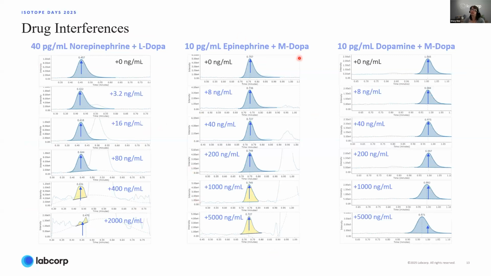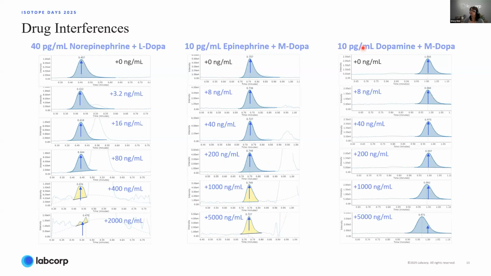In the middle, you see that M-DOPA contributes to epinephrine, or interferes with epinephrine, and it does something similar. So anything above 200 nanogram per mil, you'll start to see an integration issue, and it's because of this baseline. It's a little more subtle with epinephrine than it was for norepinephrine, but it's still greater than 22% off of what it should be.